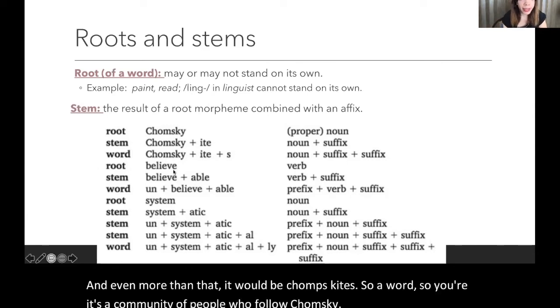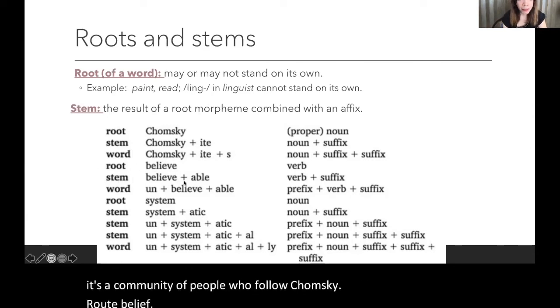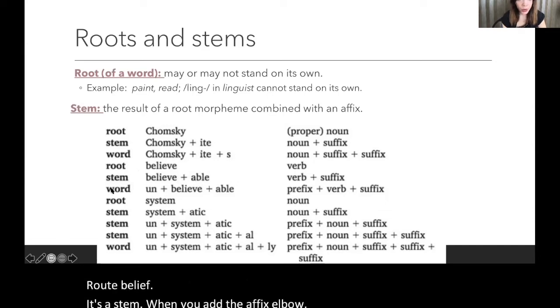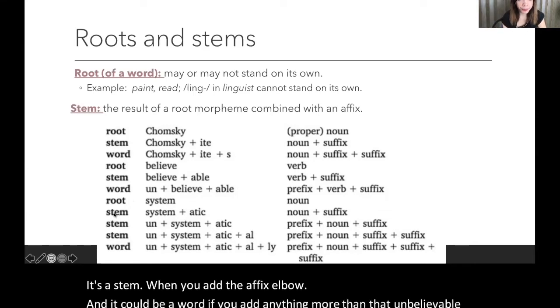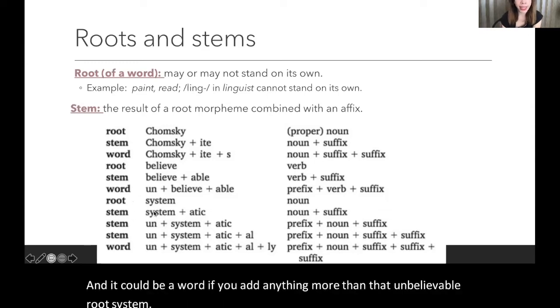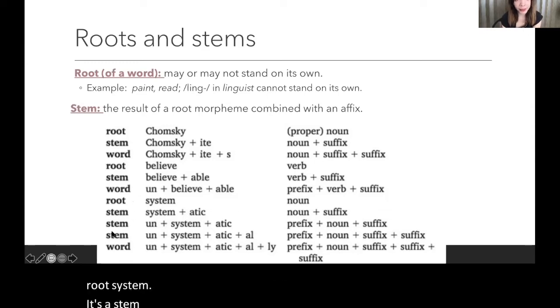Root, believe, it's a stem when you add the affix able, right? And it could be a word if you add anything more than that: unbelievable. Root system, it's a stem in systematic, and it's a word in unsystematically, okay?